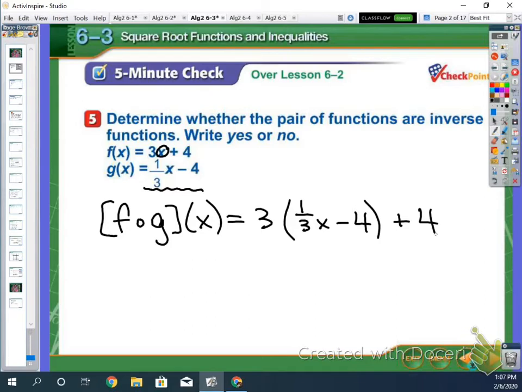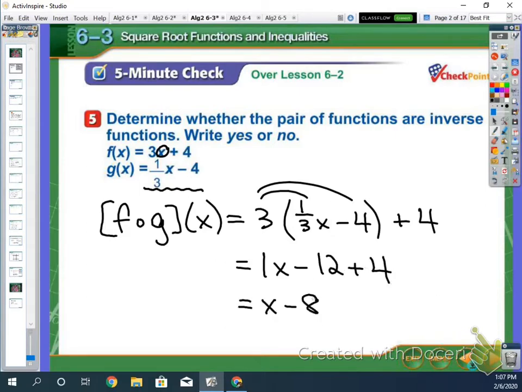And then we check this. And if this simplifies to just be x, then we check it the other way, which is g of f. And if we get x again, then the answer is yes. But I'm thinking that this is going to be no, because this is going to be 1x, or just x, minus 12 plus 4. So x minus 8, that's not x, so no. That's the correct answer.